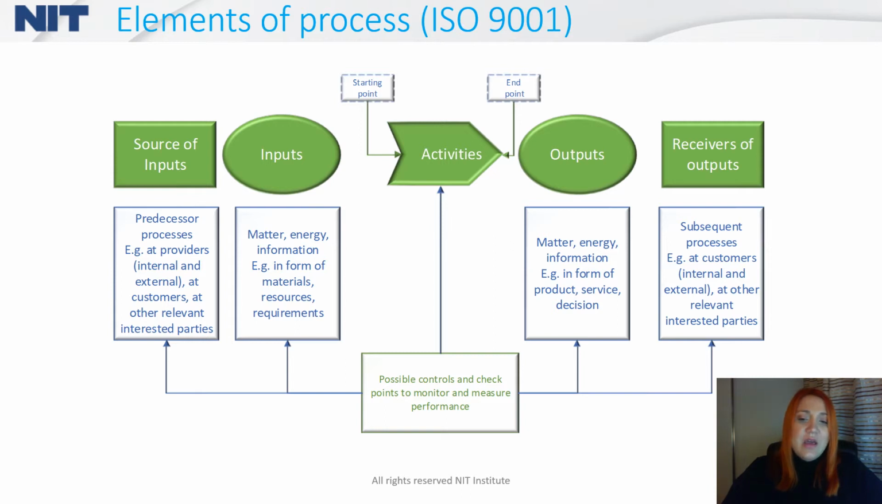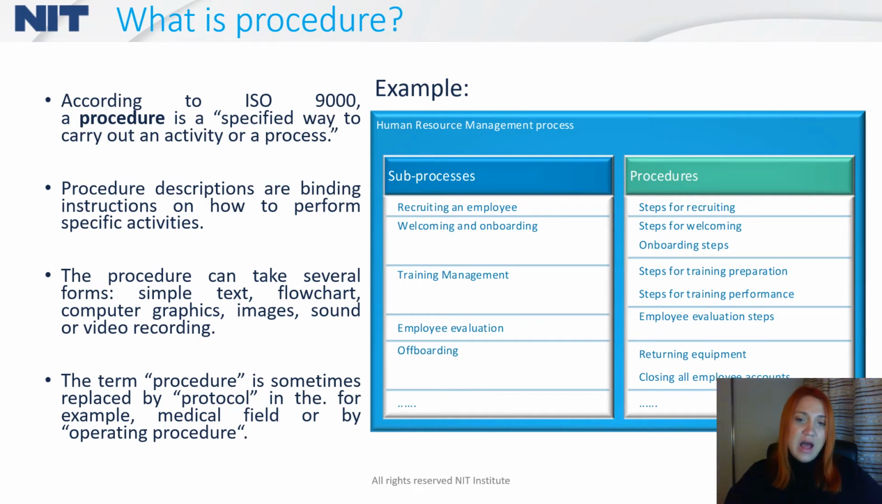As already said, processes often comprise several procedures, and we will talk about procedures and zoom in on what the procedures are basically. Now we will answer the question, what is the difference between process and procedure? Processes often comprise several procedures, which usually are described separately. According to the ISO standard, a procedure is a specified way to carry out an activity or a process. Procedure descriptions are binding instructions on how to perform specific activities.